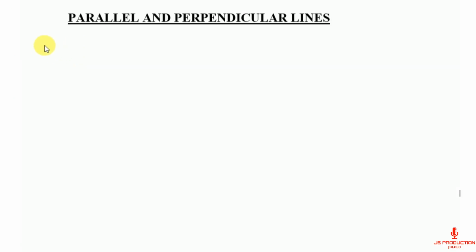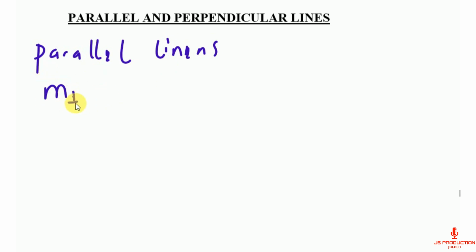So I've said that for parallel lines, if we have been given the gradient of two parallel lines as M1, we also have M2 as the gradient of the other parallel line. So we know that the gradient of two parallel lines is the same, so M1 is going to be equal to M2.